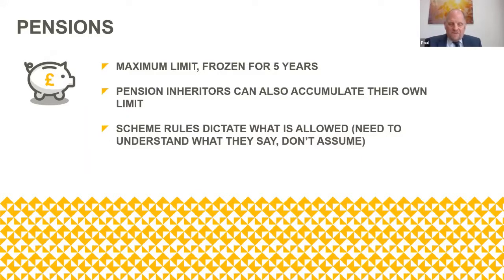The other thing you need to be very careful on is the scheme rules dictate what's allowed, and you need to understand what they say, don't assume. Some very old pension schemes will actually pay the money to the estate. It can't be changed. That's how the scheme is set up. It could be for some very old pension schemes that there's no return of funds at all, and that's horrendous. And obviously, you need to understand that that's the case. So just be very careful. Basically check your old schemes.